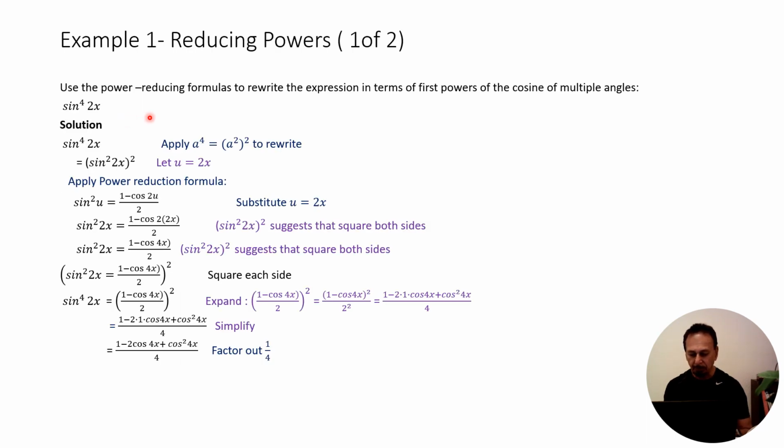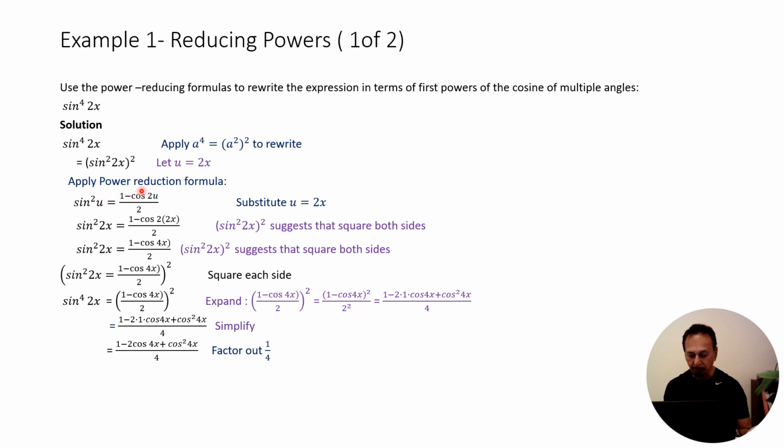So example 1. When you use the power reduction formula, we're going to rewrite sine to the 4th of 2x in terms of first powers of the cosine of multiple angles. So sine to the 4th of 2x we can rewrite as sine squared 2x, to the power 2. Using this formula, a to the 4 is a squared squared. Now we can let u equal 2x.